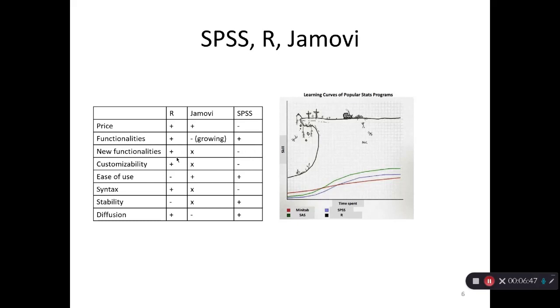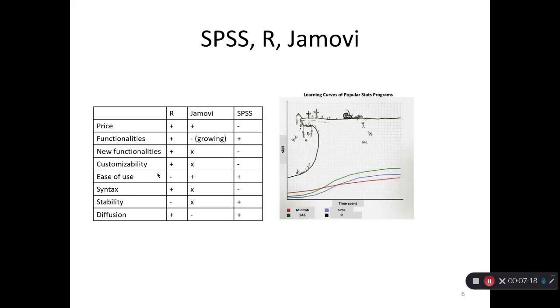You can customize R. So you can, for example, write your own function, write your own package, and if something is not there already, you can do it. That's also true for Jamovi, but it's a little more complicated. And you have to do R coding plus other types of coding. And it's not true for SPSS. I mean, you have some syntax, but it's quite complex. However, SPSS and also Jamovi are much easier to use at the beginning than R.